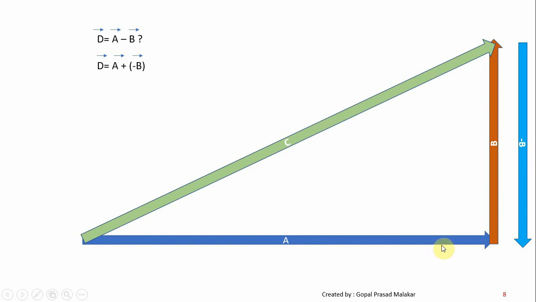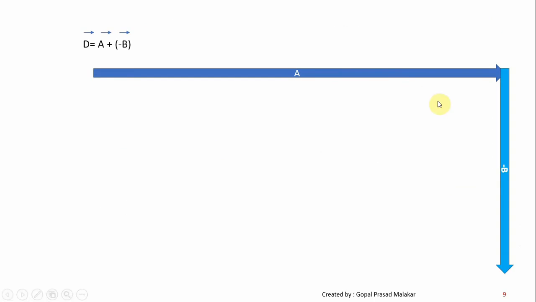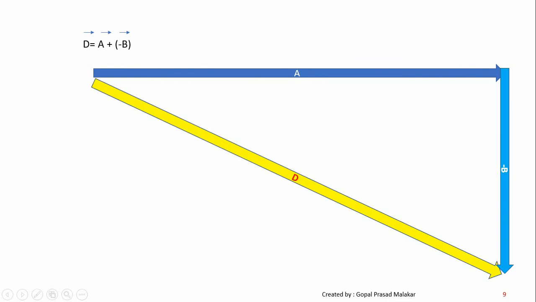And how will you find A minus B? Essentially, if you go by triangle method, on the terminal point of A, you will start B. So essentially, you will put B here, and then D will be something like this. Let me show you. So essentially, it is A, you put minus B on the terminal point of A, then A plus minus B, which is the negative, that's what gives you vector D. This is the difference of vector A and vector B.